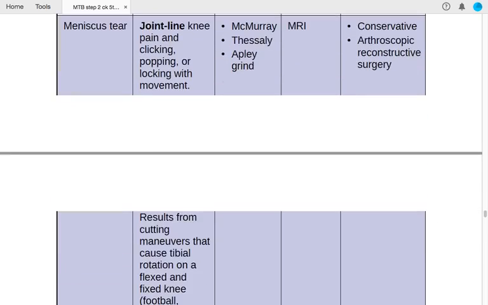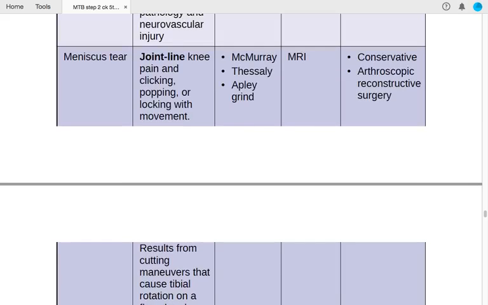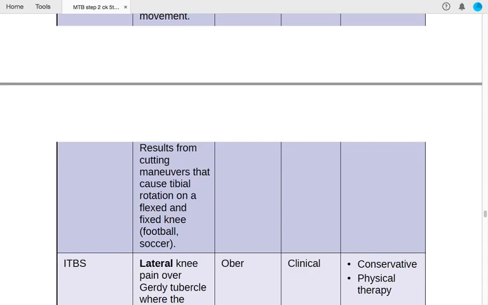Now we're coming to the meniscal tear. In a meniscal tear there is joint line knee pain, and clicking, popping, or locking with movement, resulting from cutting maneuvers that cause tibial rotation on a flexed knee, as in footballers and soccer players. So here we have to memorize that the etiology behind this is joint line knee pain, with clicking, popping, and locking, resulting from cutting maneuvers that cause tibial rotation on a fixed knee. That is also seen in football and soccer players.